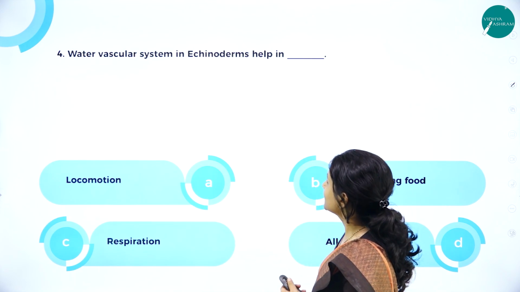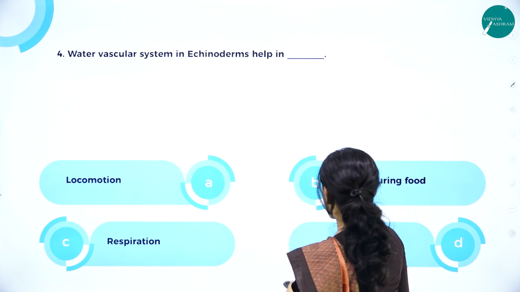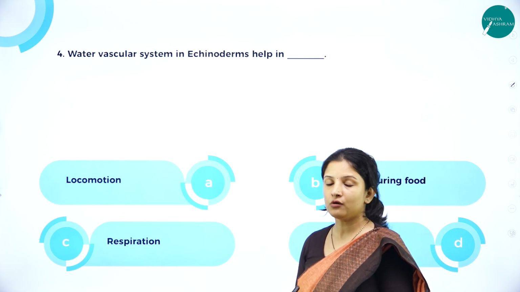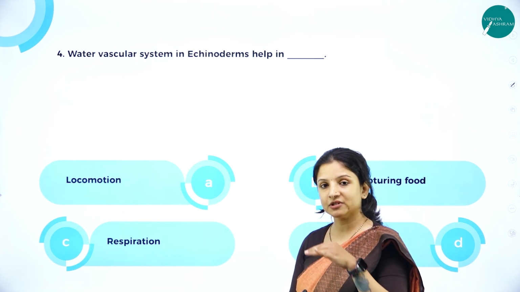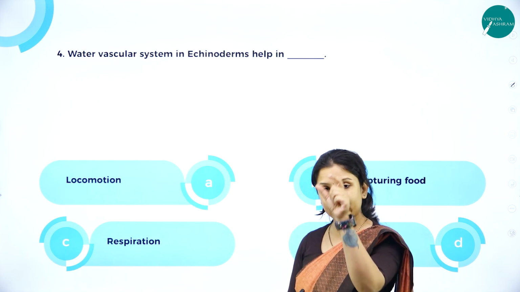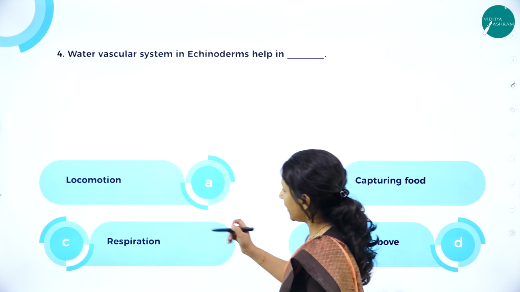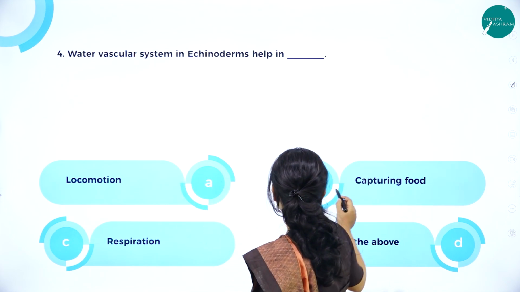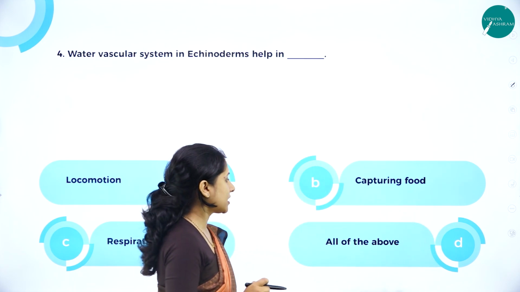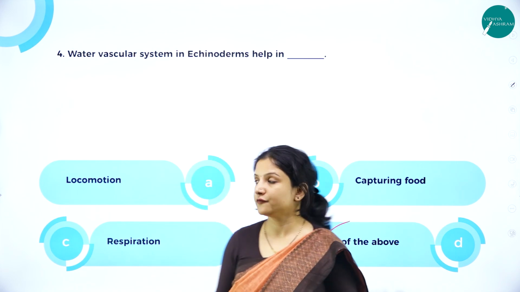So water vascular system in echinoderms help in locomotion, capturing food, respiration, all of the above. Yes, they help in all of the above because water vascular system is present in the entire body of this particular organism, right from the tube feet to the central part. So therefore, they help in locomotion also, they help in capturing food also, as well as in respiration. Therefore, the right answer here is all of the above.